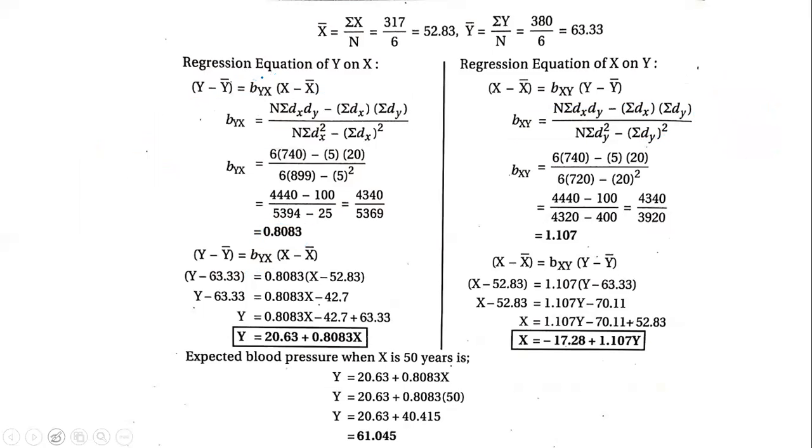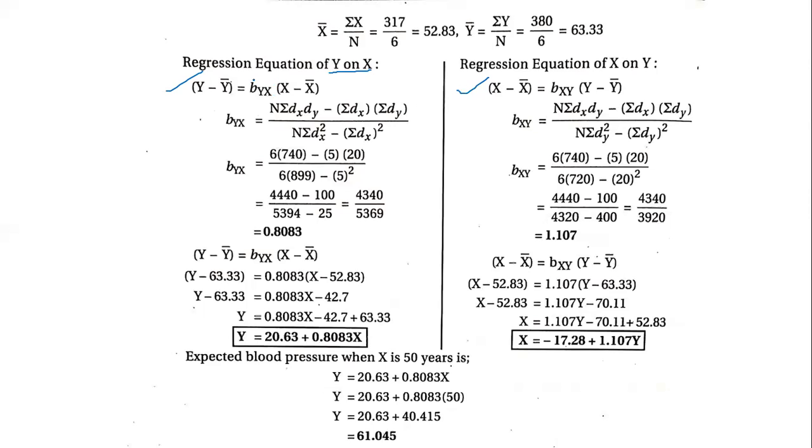So let us start the calculation. What is the regression equation? First, for y on x. Y on x means y will come first. So y minus y bar is equal to byx into x minus x bar. Then the regression equation of x on y: x minus x bar is equal to bxy into y minus y bar. Okay, so these are the regression equations which we have been solving until now.